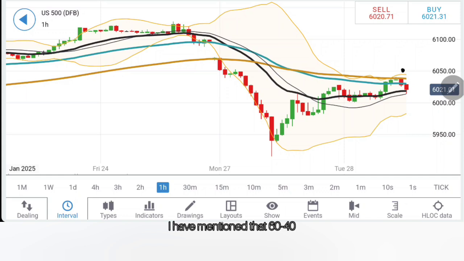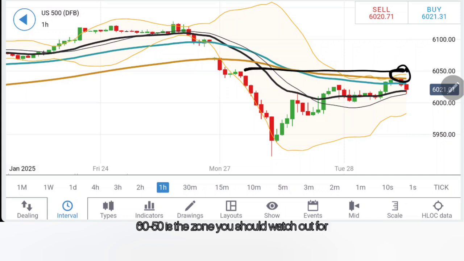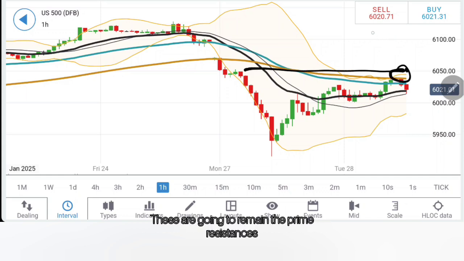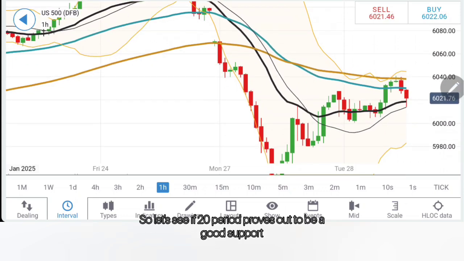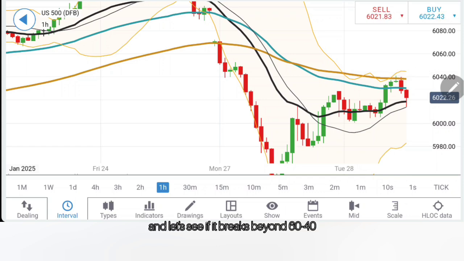Earlier in the day, I mentioned that 6040, 6050 is the zone you should watch out for. These are going to remain the prime resistances. Now, what is happening? It has to trade below 6,000. That is the only level below which you can say that the bears might try to take over. And right now, it has come down to take the support from the 20 period.